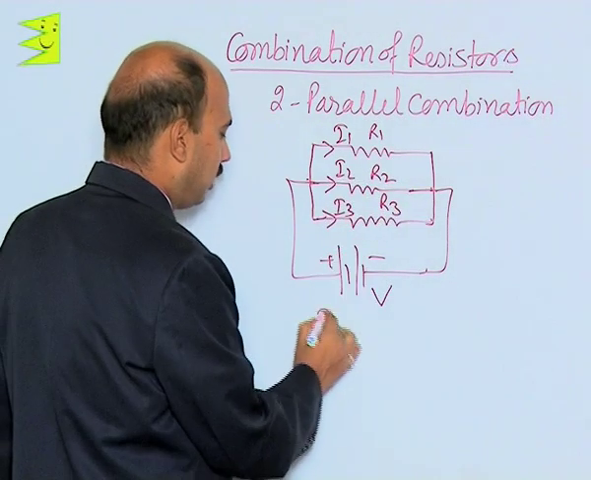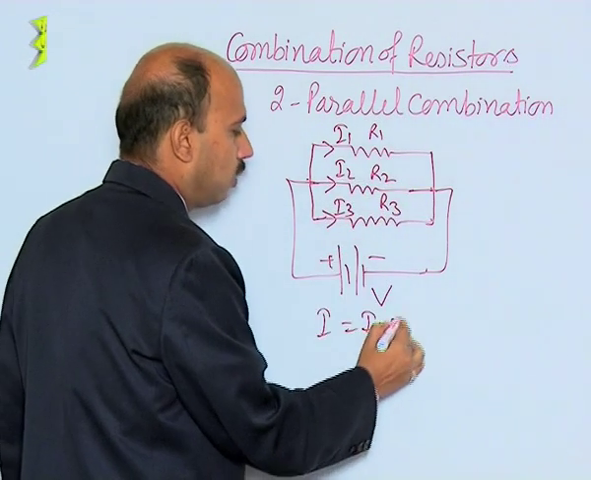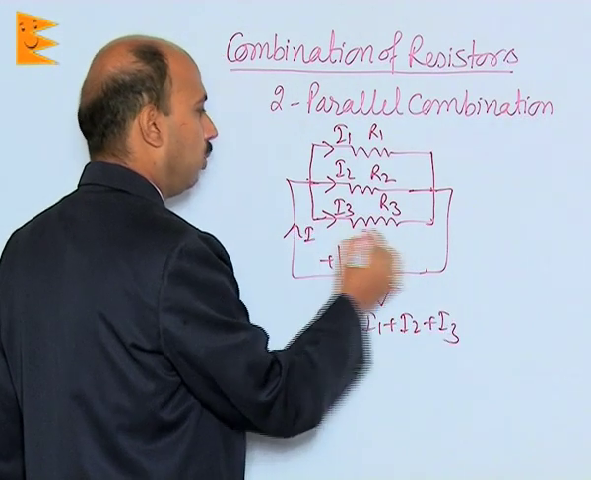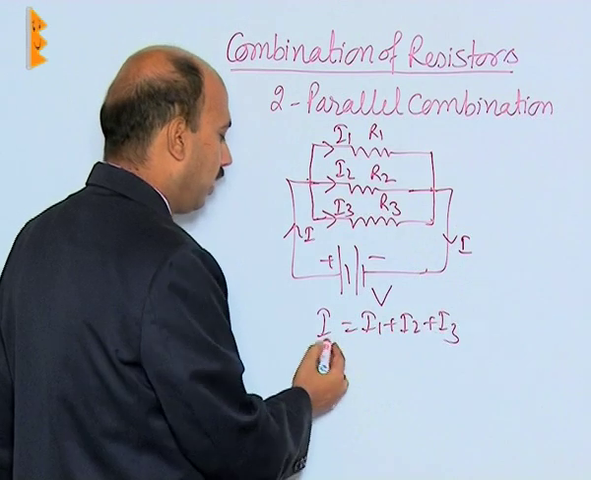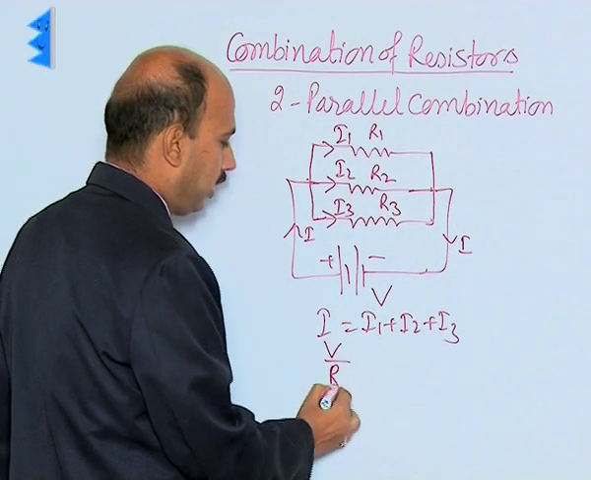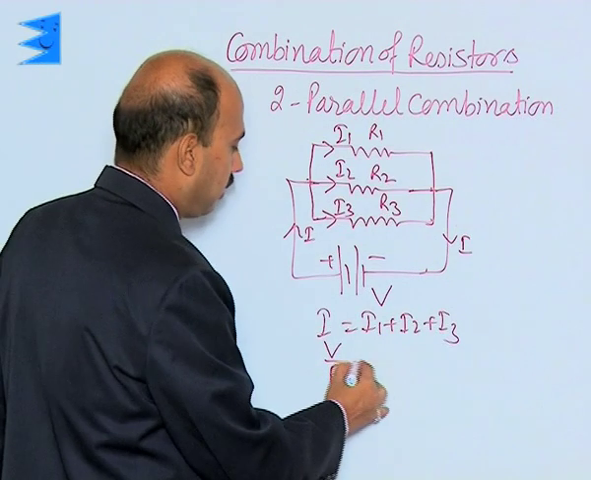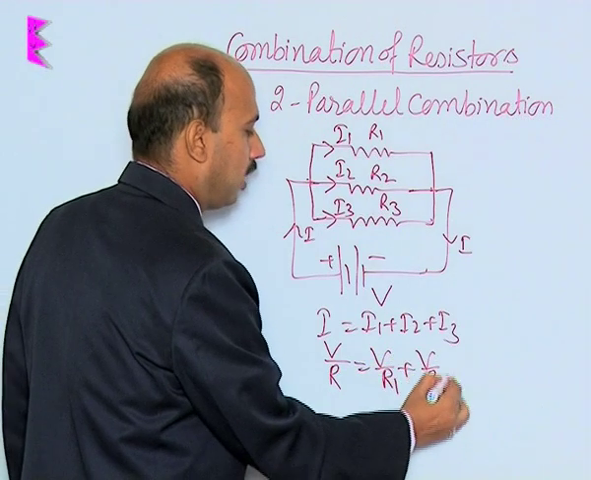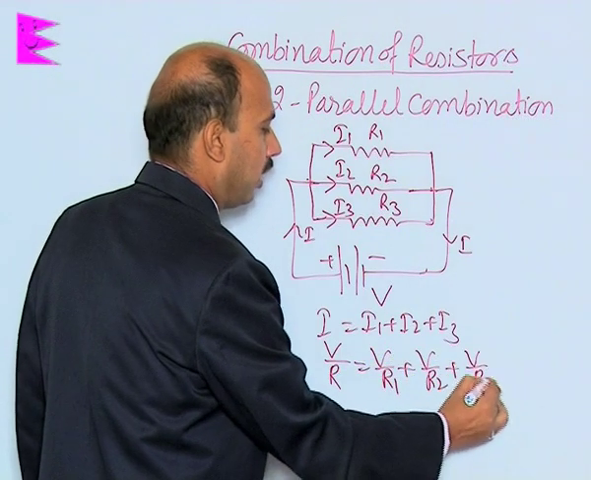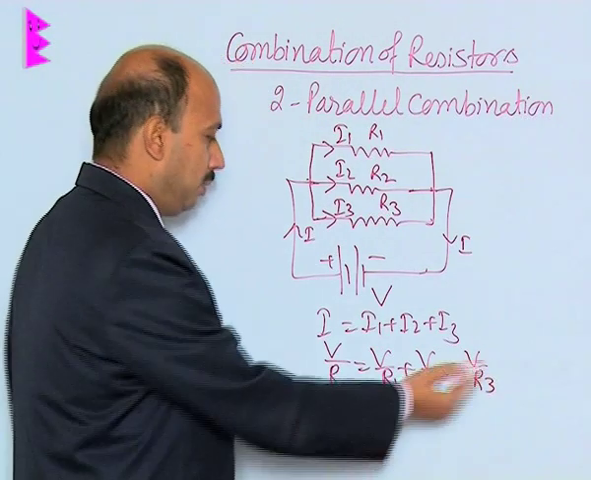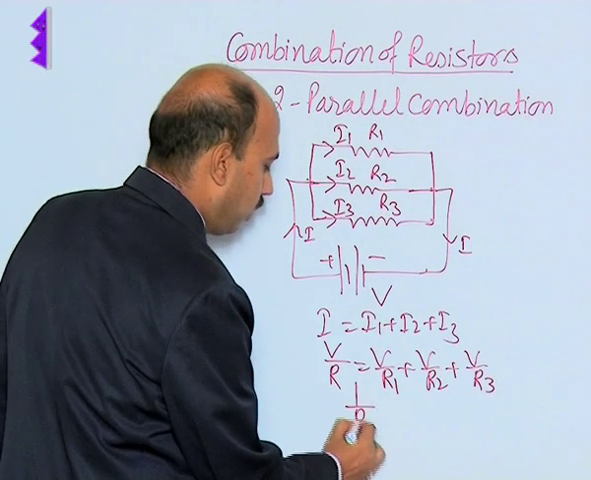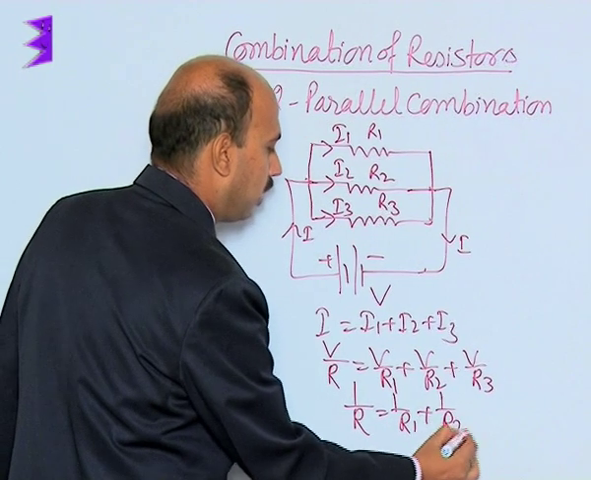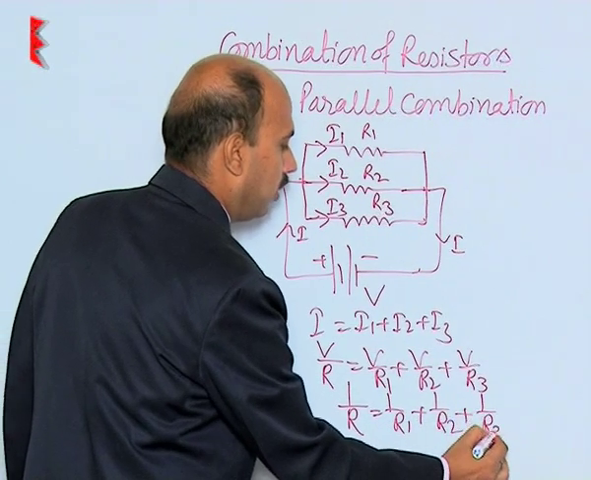So, we can write total current I is equal to I1 plus I2 plus I3, total current is I over here and I over here. I can be written V upon R, where R is equivalent resistance, and can be written V upon R1 plus V upon R2 plus V upon R3. V will be getting cancelled here, we will be getting 1 upon R is equal to 1 upon R1 plus 1 upon R2 plus 1 upon R3.